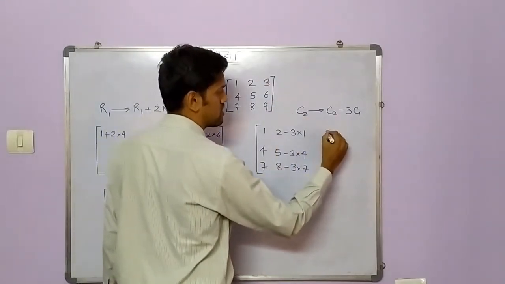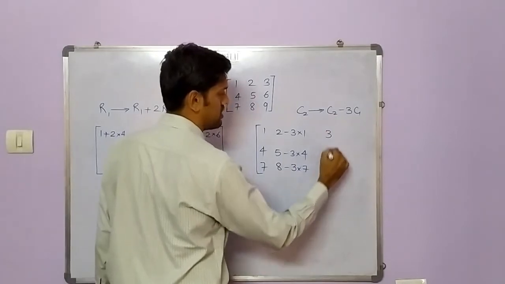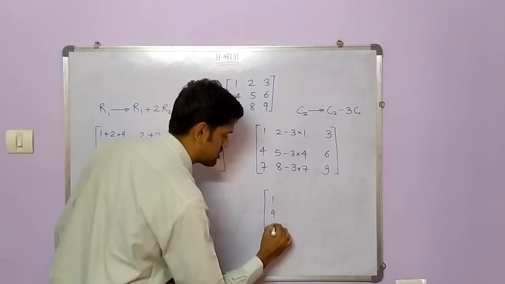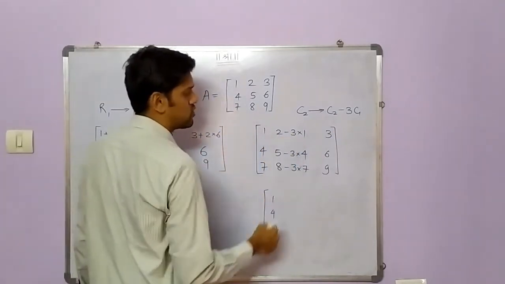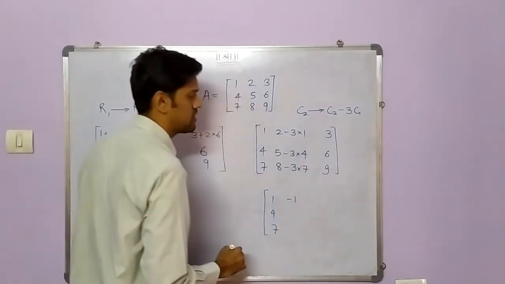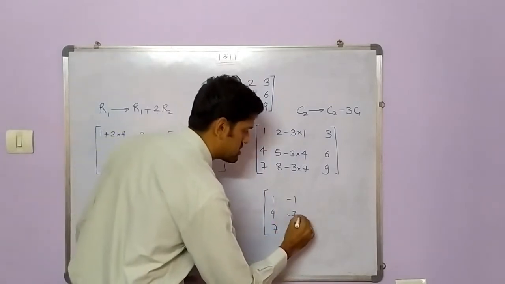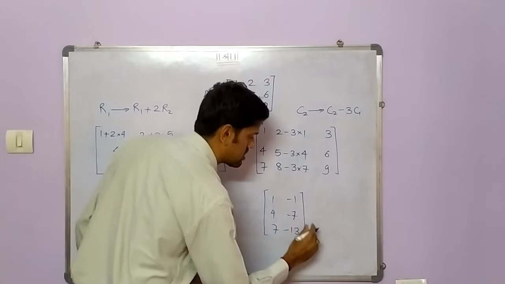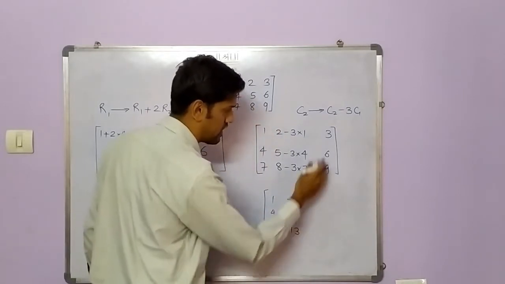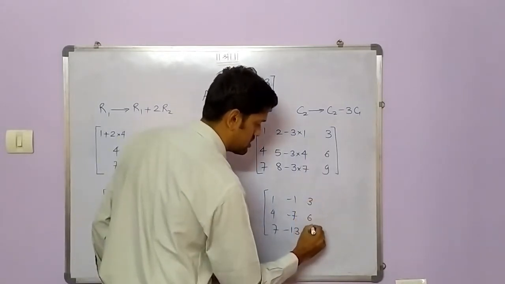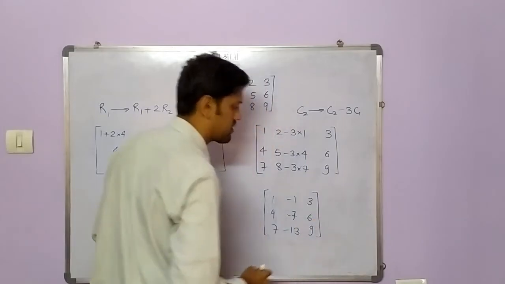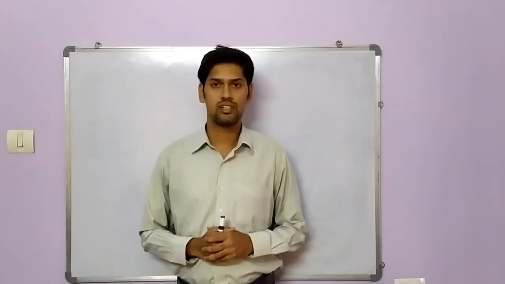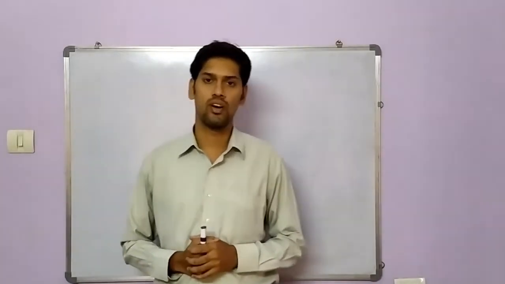And now the third column will remain as it is. So the final answer will be 1, 4, 7 as it is. This will be 2 minus 3, so minus 1. This will be minus 7. This will be minus 13. And the last column will be 3, 6 and 9. Now we have seen how the elementary transformation or elementary operations are performed on a matrix.